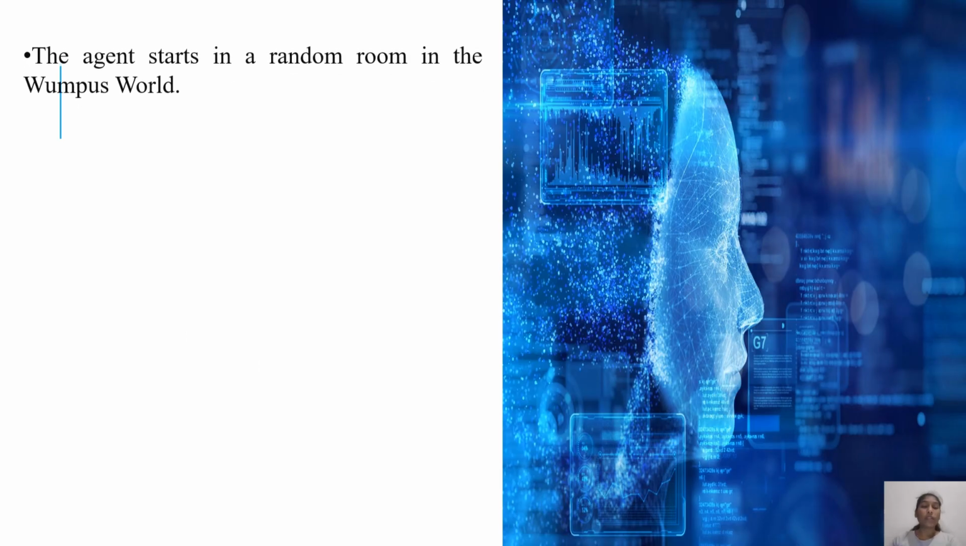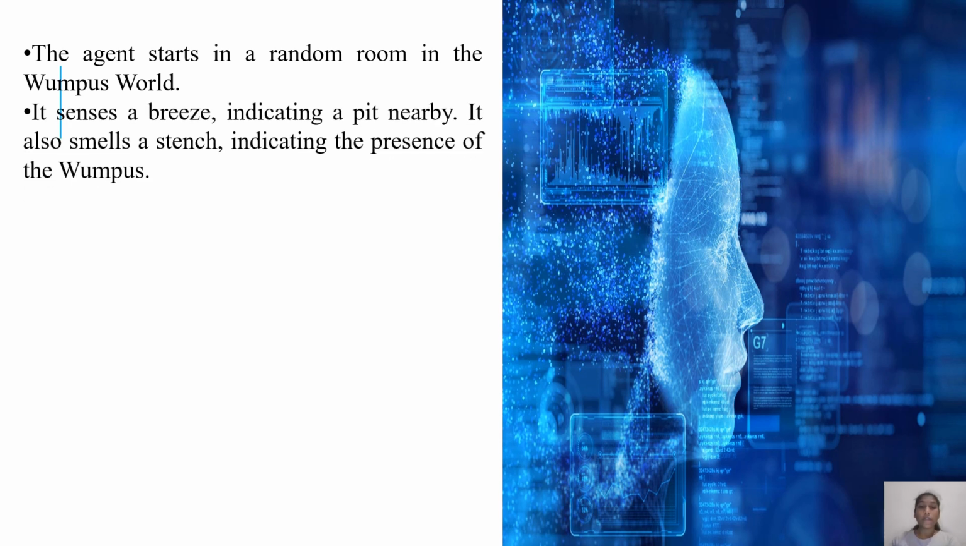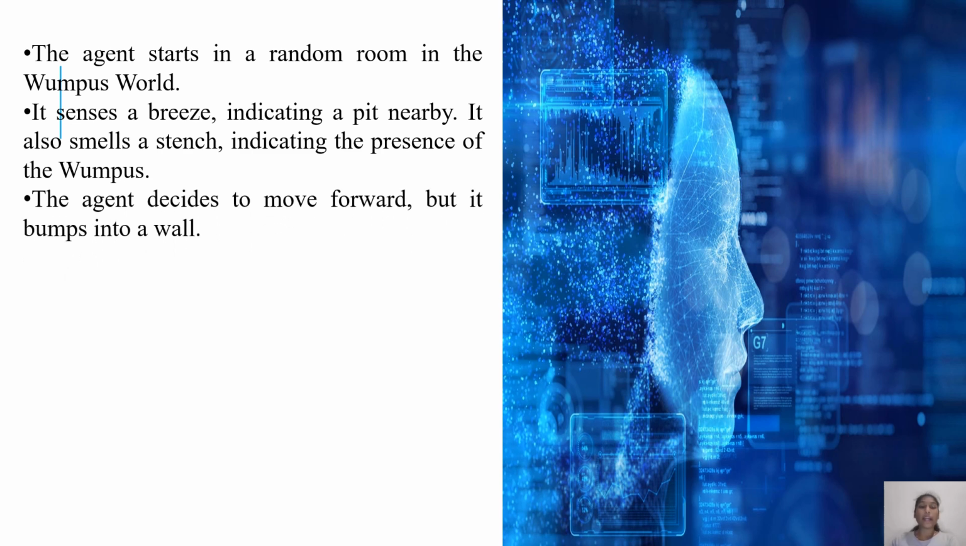Let us see how Wumpus world works. The agent can start in any random room in the Wumpus world. If it senses a breeze, then it indicates that there is a nearby pit. If it smells a stench, it indicates that there is a presence of Wumpus. If it senses a glitter, it indicates that there is gold nearby.